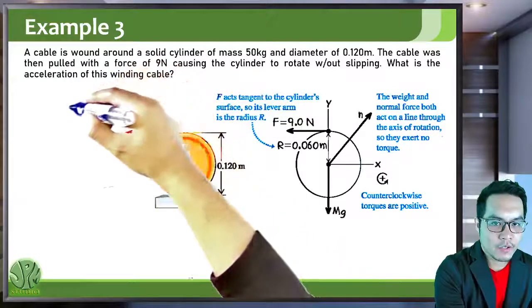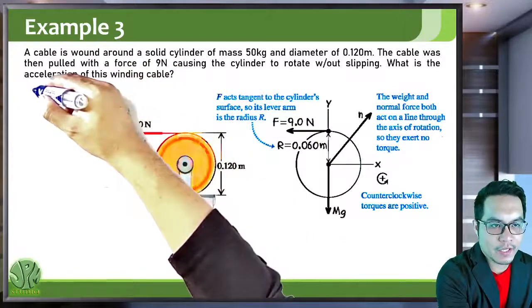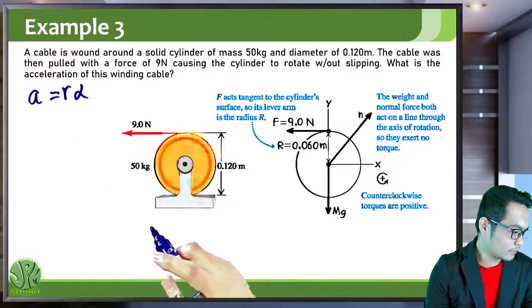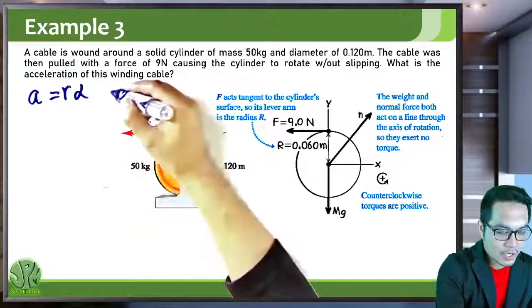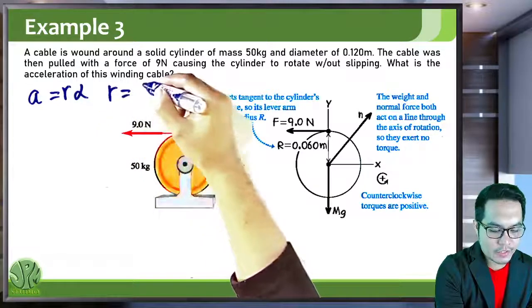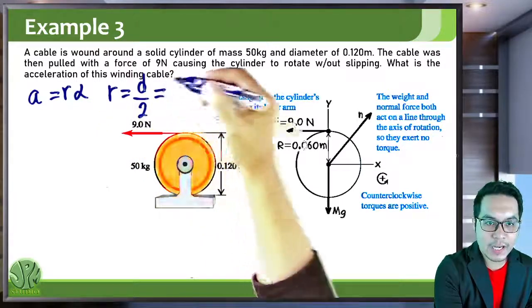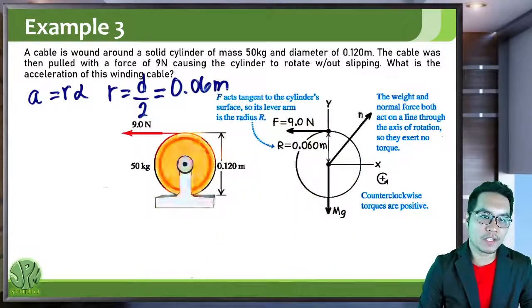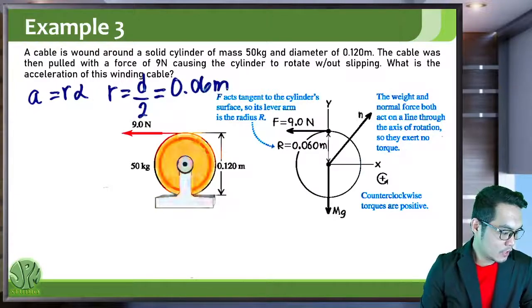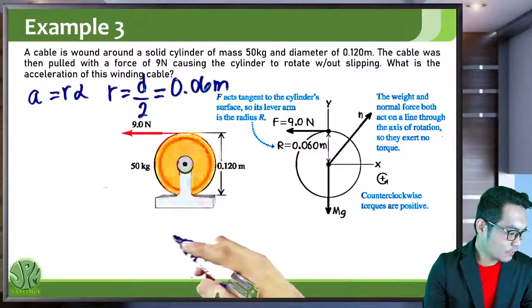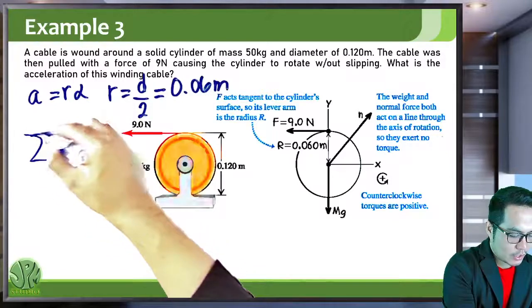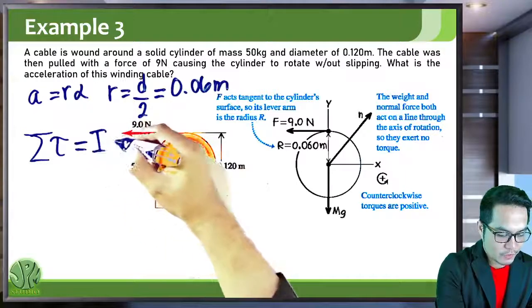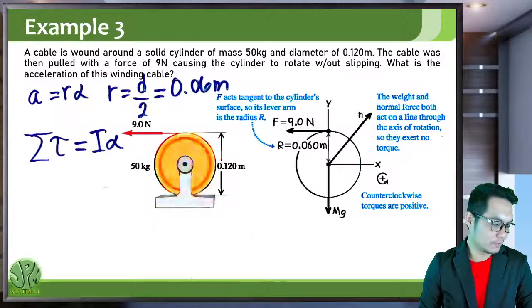Okay, so in this case, your acceleration is just r times alpha. Your r here, given the diameter, is d over 2. So the diameter is 0.12, so you will have 0.06 meter as your radius r. So we then use the rotational analog of Newton's law, the non-vector form. So summation of torque is just I alpha.